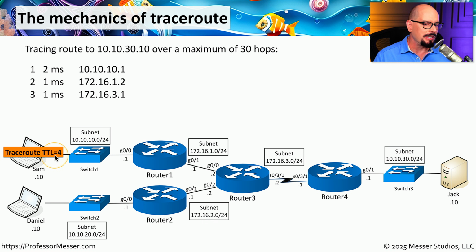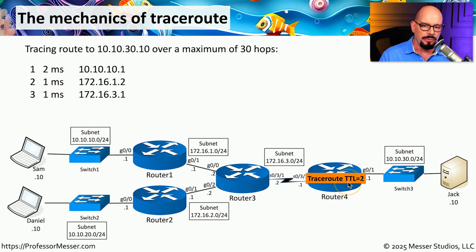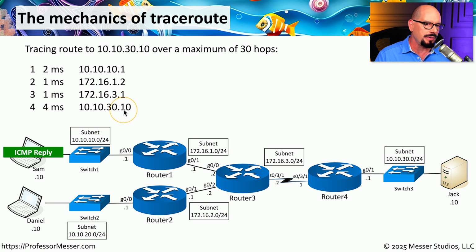So now time to live is incremented up to 4. That means it goes to the first router and decreases to 3, goes to the second router, goes down to 2, goes to the third router, TTL goes down to 1, and then finally makes it to Jack's workstation, and Jack now is able to send back a reply to that message saying that it made it all the way through from Sam's machine to Jack's machine. The results of that are also put on the screen, and we now have our trace route showing all 4 hops between Sam's machine and Jack's machine.